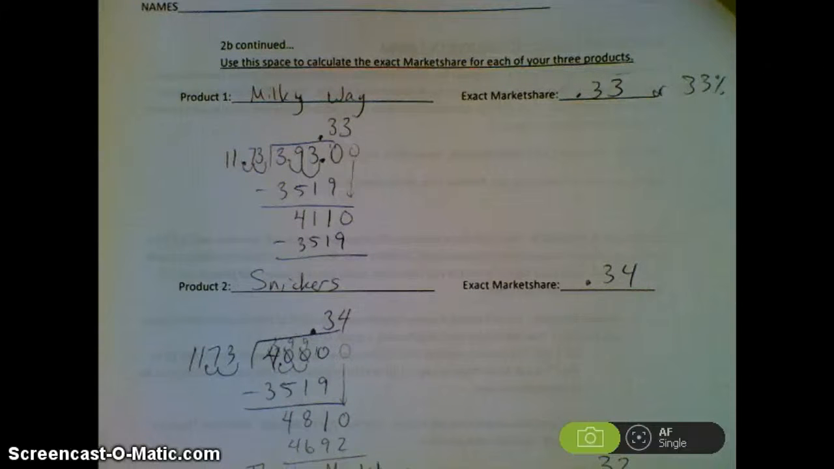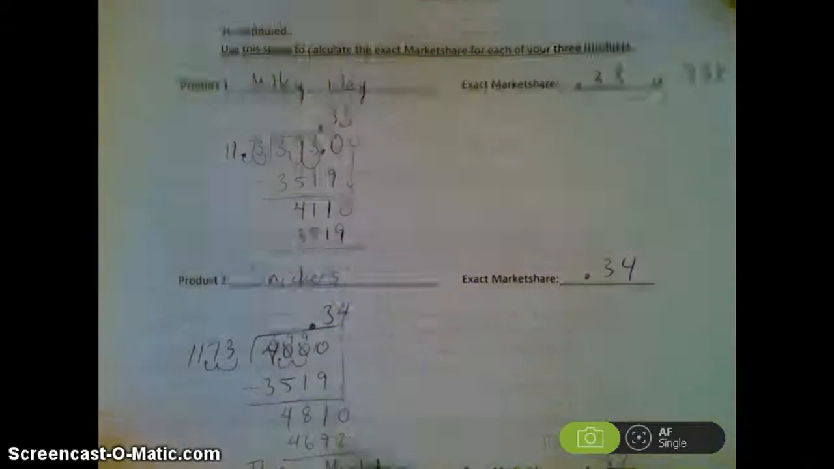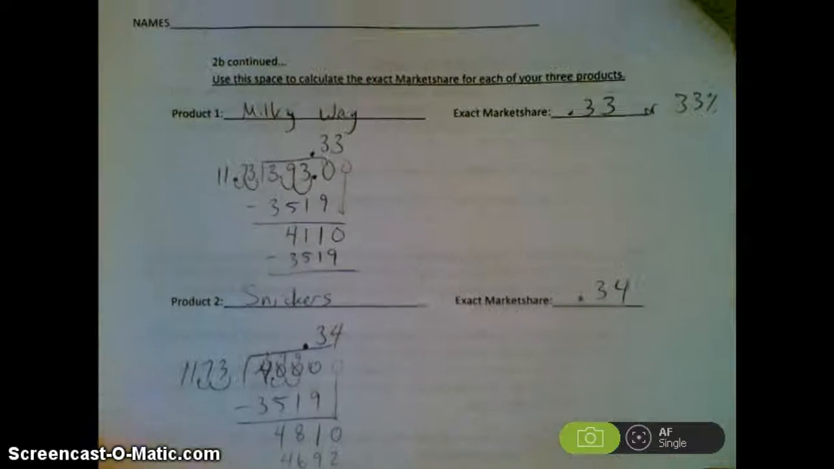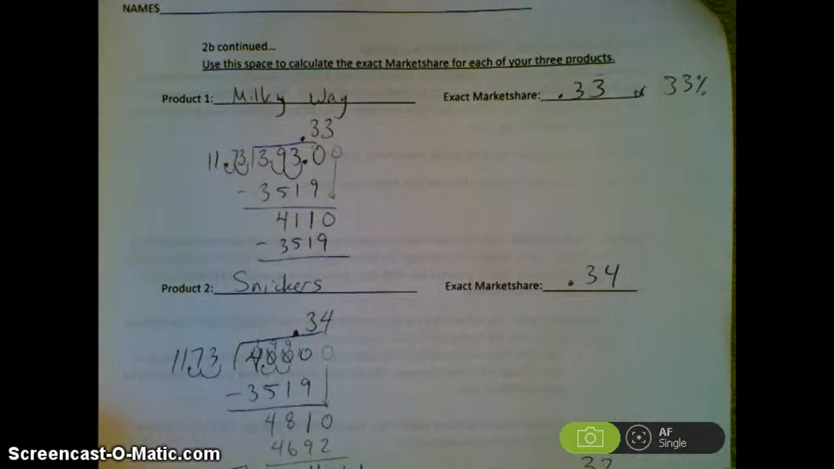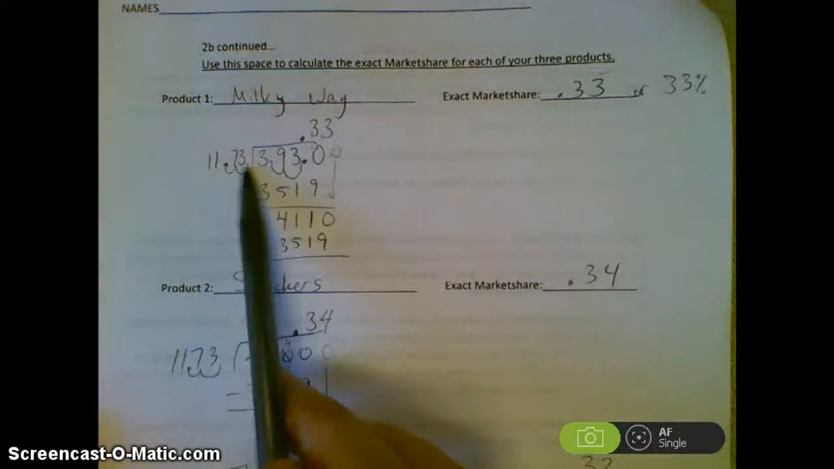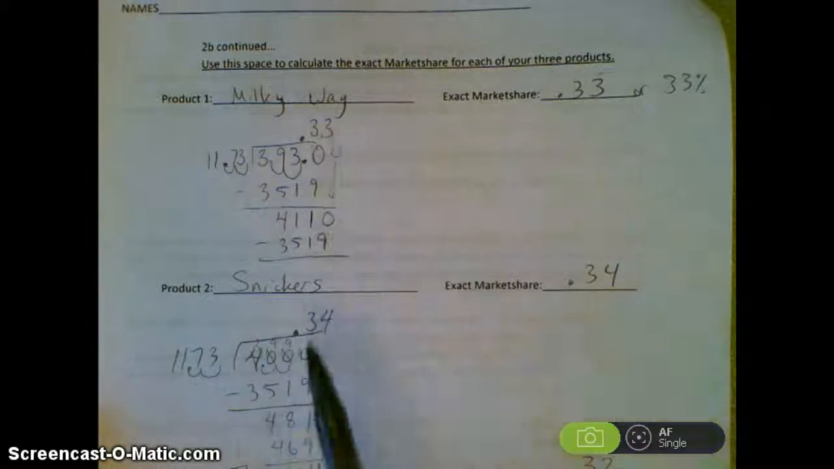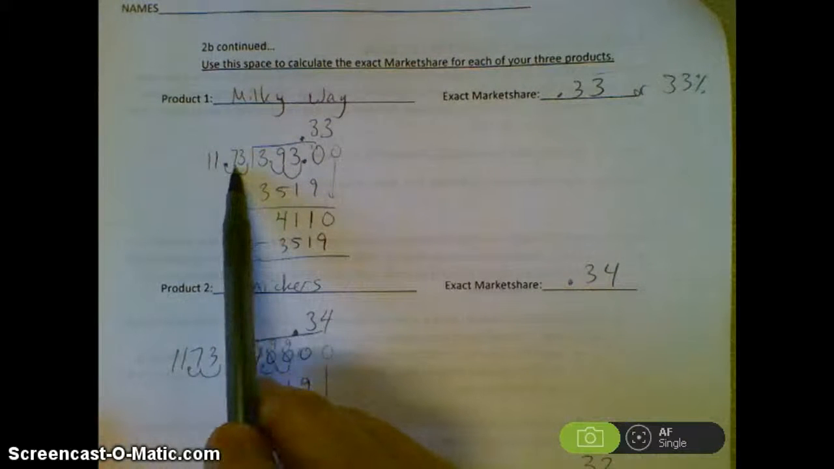Okay, I'm calculating market share here. I've got Milky Ways, Snickers, and Three Musketeers. And I used my rating average. So my total of all my rating averages for my three products was 11.73.